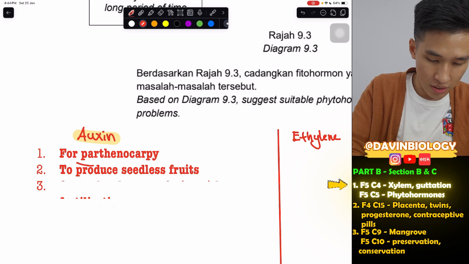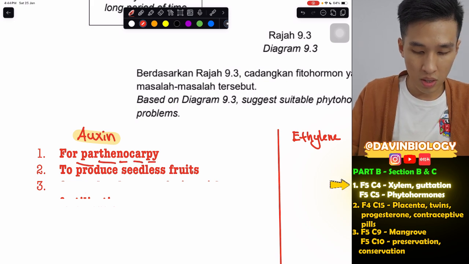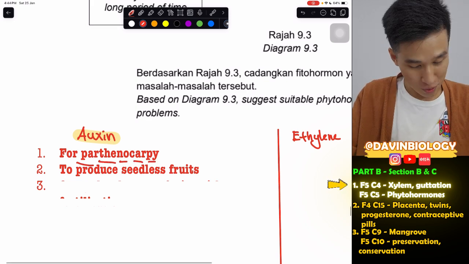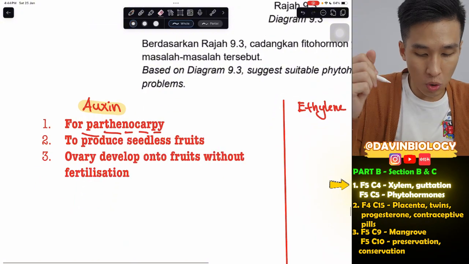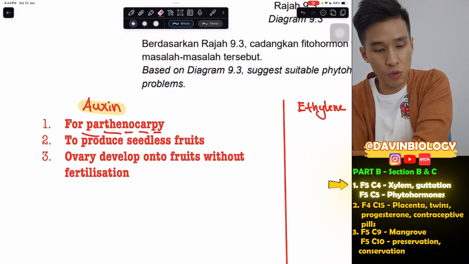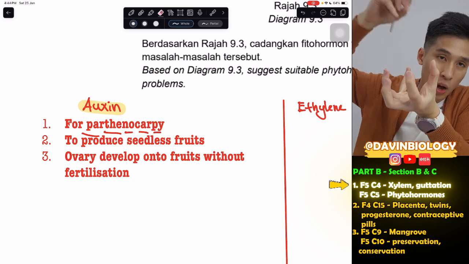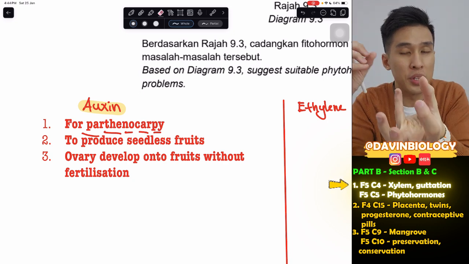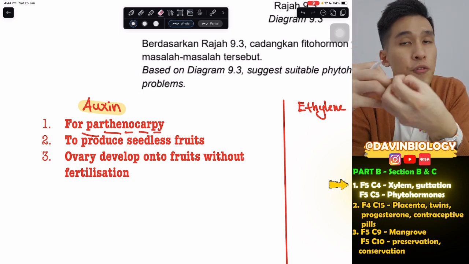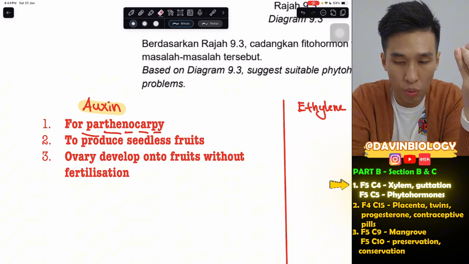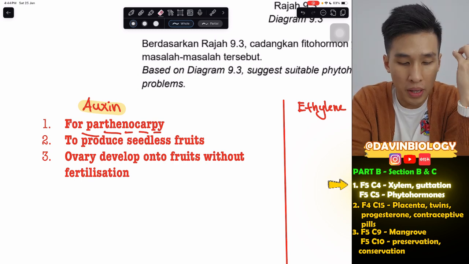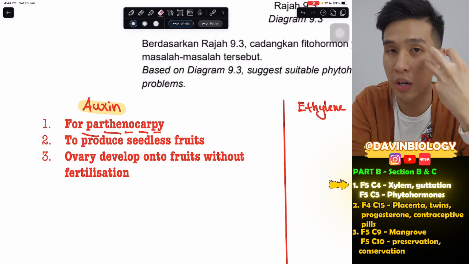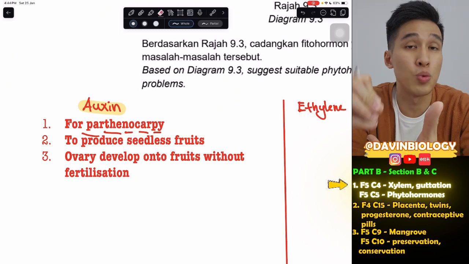Parthenocarpy is to produce seedless fruits. Then explain a bit. How do we produce seedless fruits using auxin? You can spray auxin onto the flower, and the flower's ovary will develop into fruit without having to undergo fertilization. However, auxin only stimulates the ovary to become fruit. The ovary will not develop into seed.